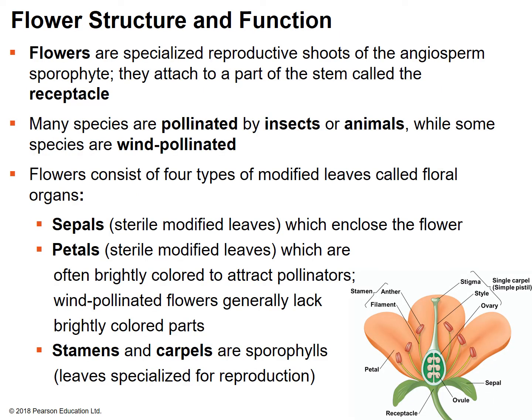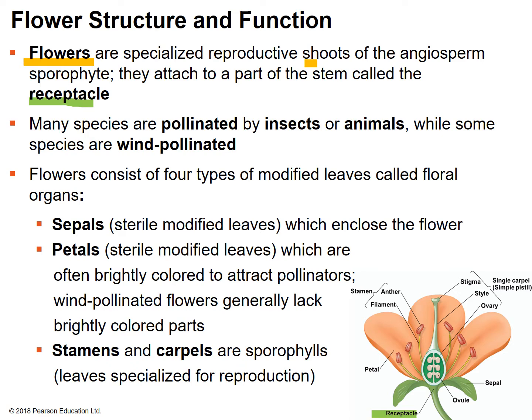Flower structure and function. Flowers are specialized reproductive shoots of the angiosperm sporophyte. They attach to a part of the stem called the receptacle. Many species are pollinated by insects or animals, while some species are wind pollinated. Sometimes a human can pollinate some plants in experiments, for example, in genetics.